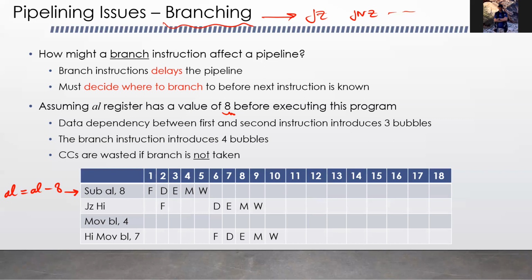Now the second instruction can be fetched at the second cycle, just like a normal pipeline, but we cannot execute it until the 5th cycle, because we need to know if we're going to jump or not. I'm saying here jump 0. Jump 0 means if the zero flag is 1, jump to the line with the label high. That's why we need to wait until the 5th cycle, because at the 5th cycle AL will be updated and also the flag register will be updated.